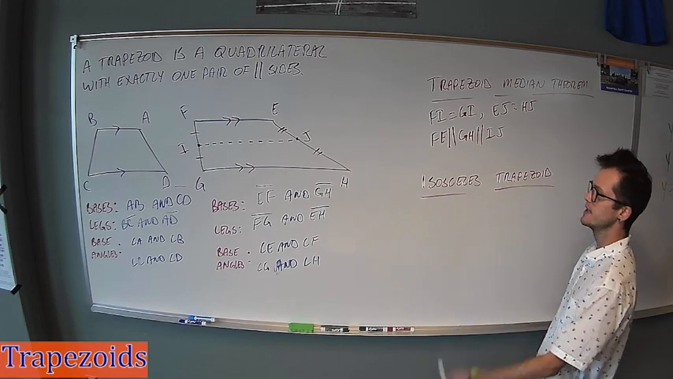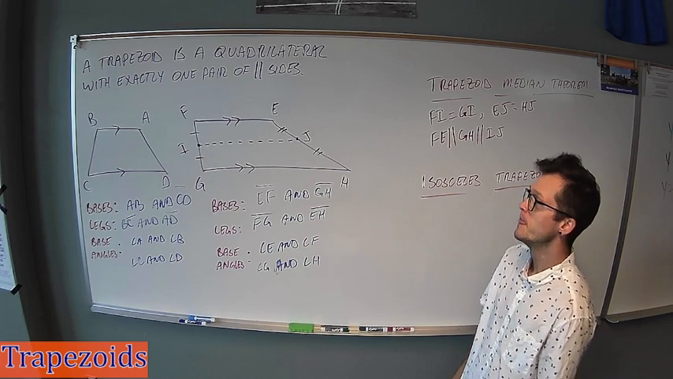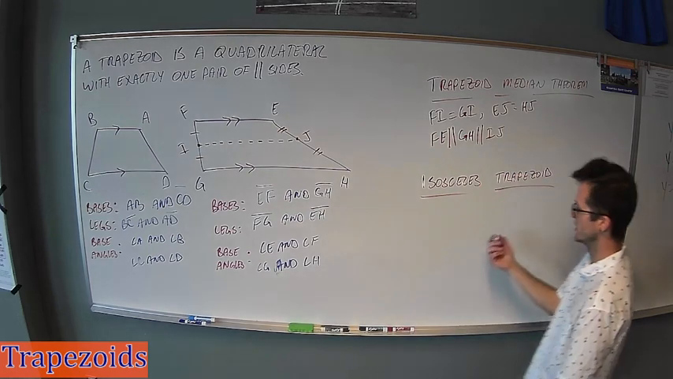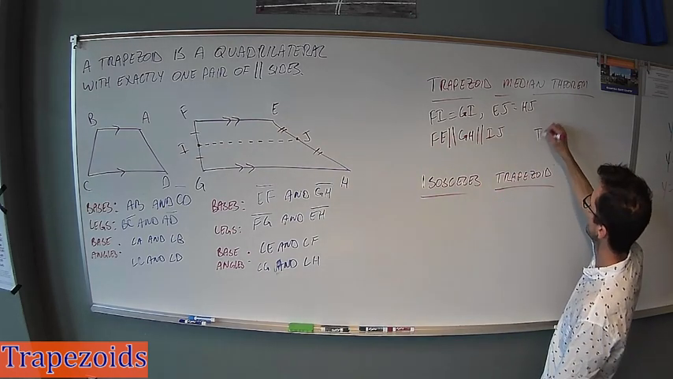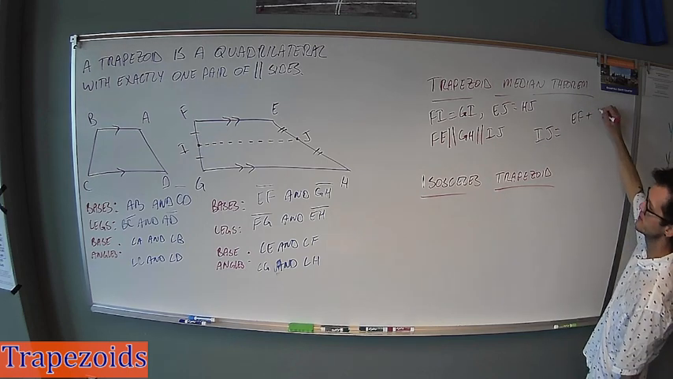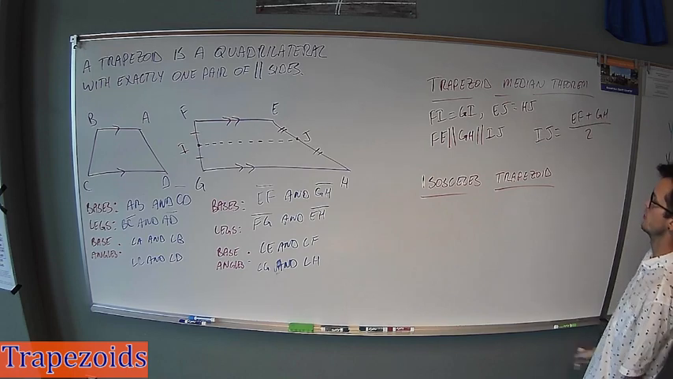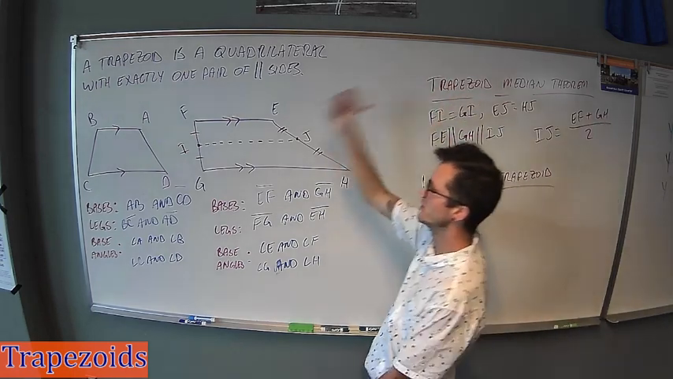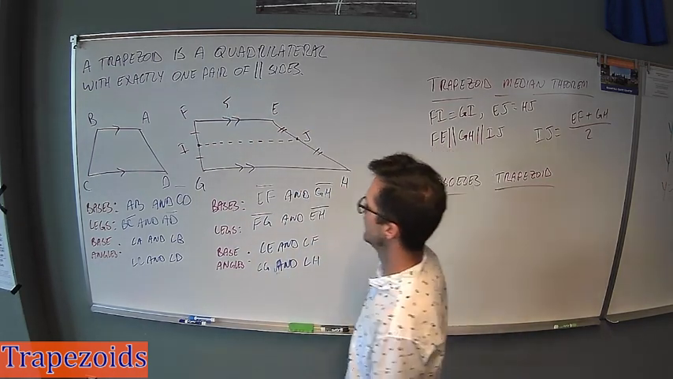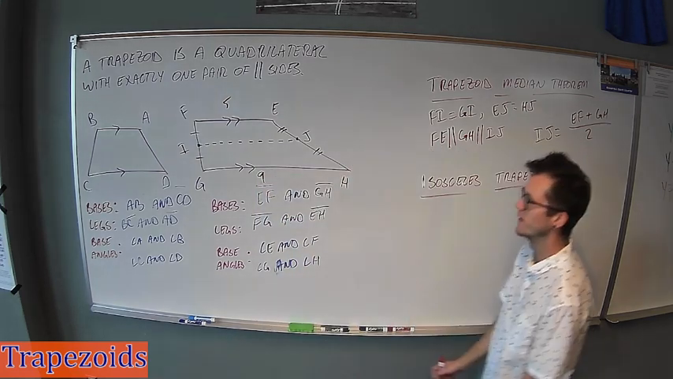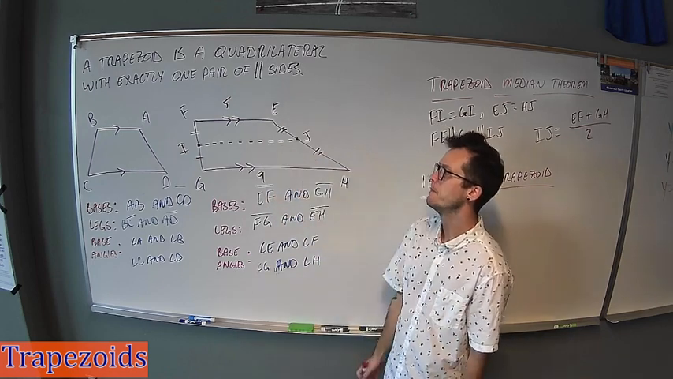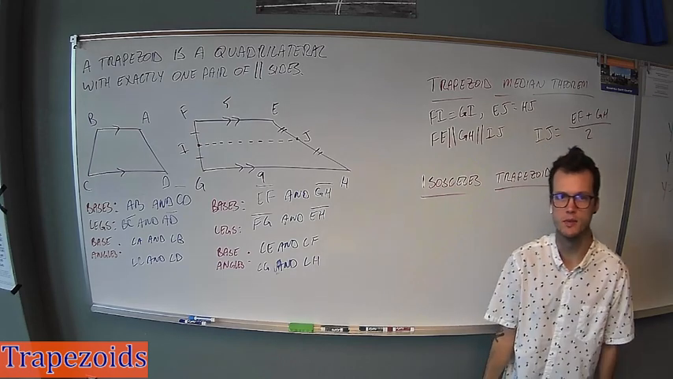The last thing that you'll need to know to solve some of these problems is to find the length of IJ. It's just going to be the average of FE and GH. So algebraically, to find IJ, you add the two bases together, EF plus GH, and divide by 2. Say that FE has a length of 5, and say that GH has a length of 9. Well, to find the length of IJ, we'd add those two together. 5 plus 9 is 14. Half of that is 7, so the length of IJ in this case would be 7.